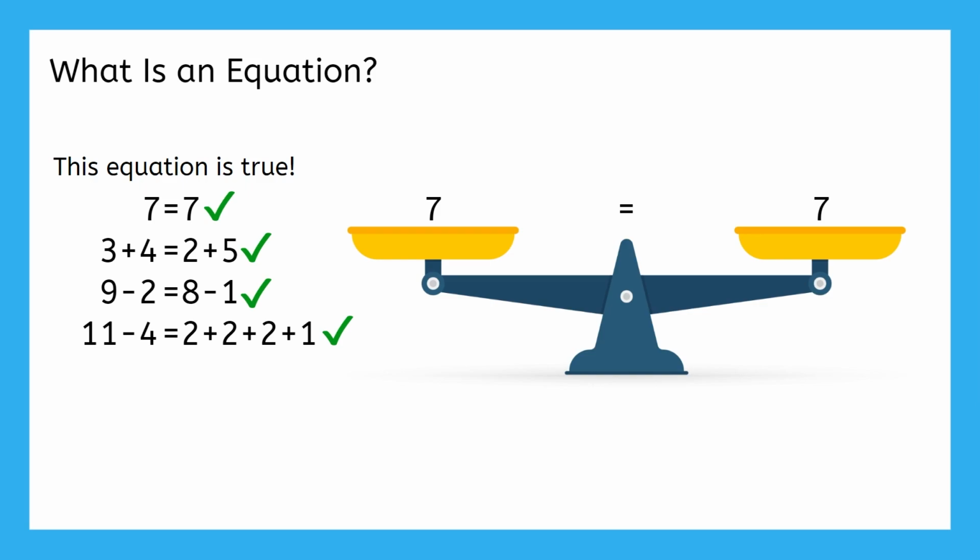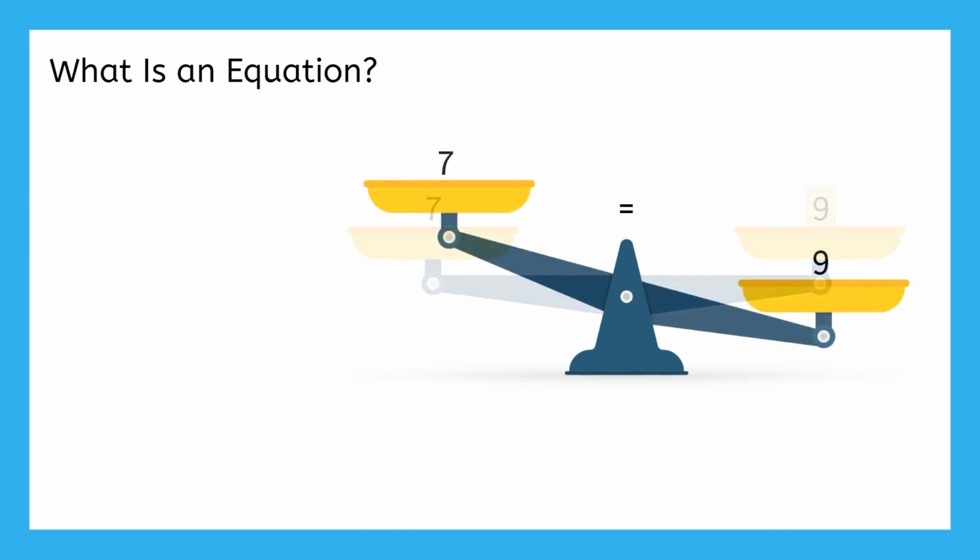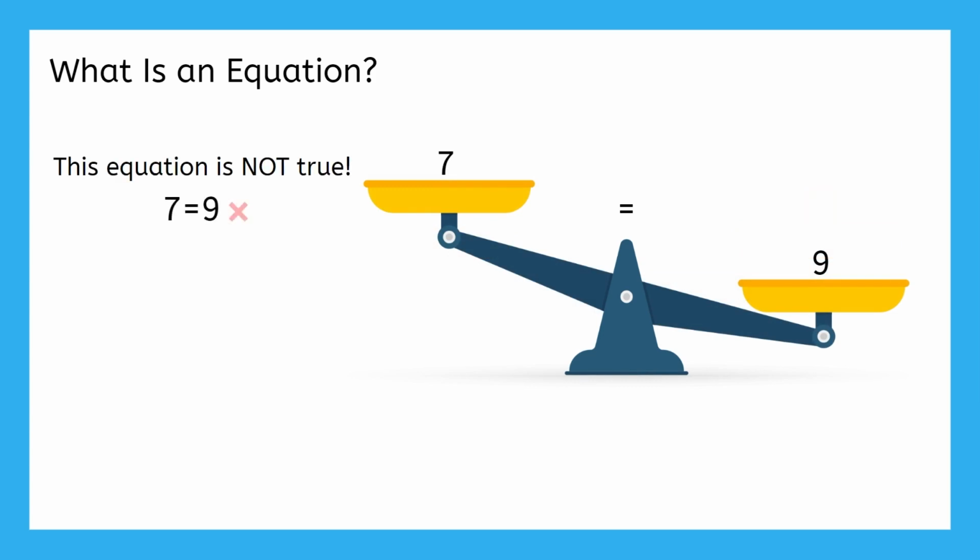Now, if the two sides are not equal, like say 7 and 9, then the scale would be unbalanced. And we would say that this equation is not true. We can also show this by putting a line through the equal sign. When an equation only involves constants, we can just use the order of operations and simplify to check if both sides are equal and the equation is true.